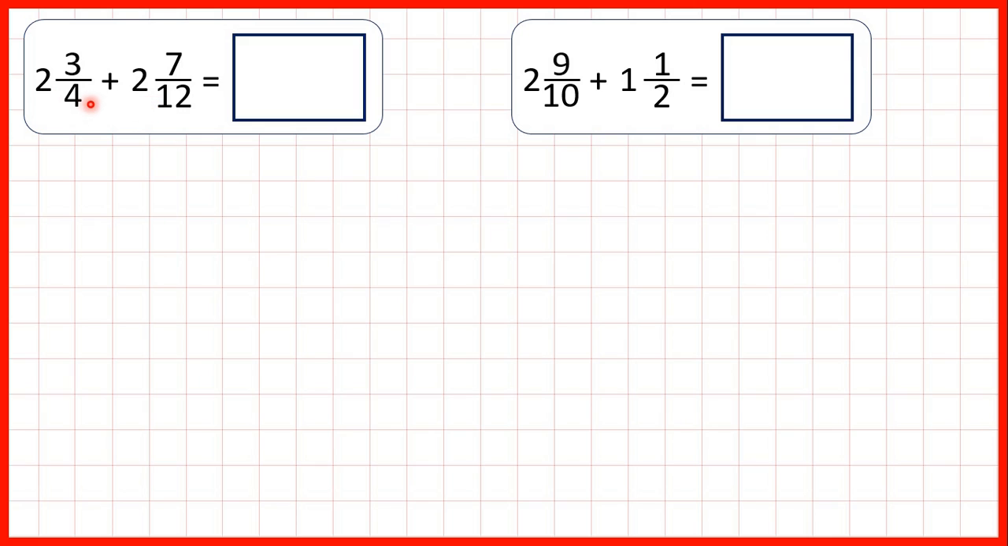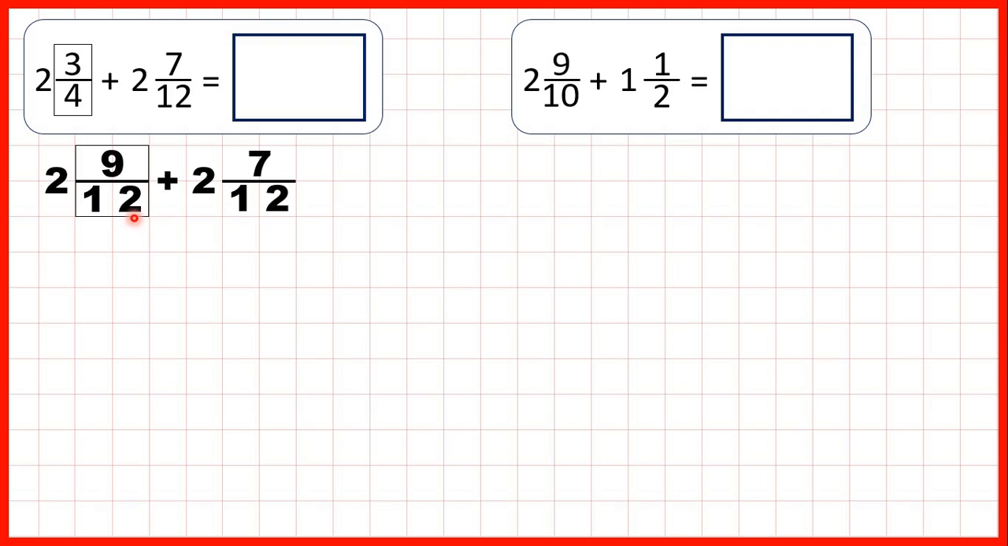But we know that when we add fractions, we need the denominators to be the same. So instead of 2 3/4, we can write 2 9/12. To find equivalent fractions, we use multiplication. 4 times 3 is 12, and 3 times 3 is 9. We're adding 2 7/12, so now the fractions have a common denominator.